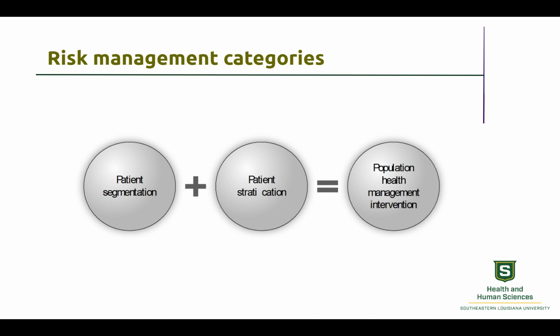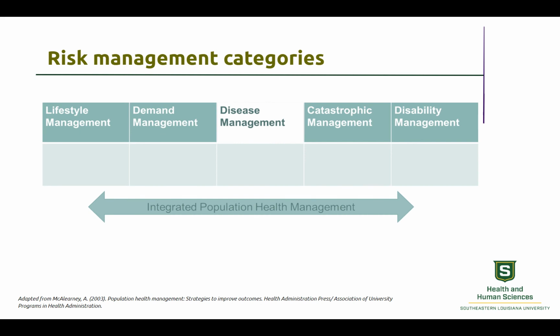We may be focusing on segmentation and stratification at the questionnaire and appraisal side of it, but that's not where it ends. We have to have the intervention part of it, making sure everything matches. So this is the risk management category. You have lifestyle management, and with people here we're dealing with low-risk people, so we want to make sure they stay on the straight and narrow. Then we have demand management, disease management, and then we get to disability management.